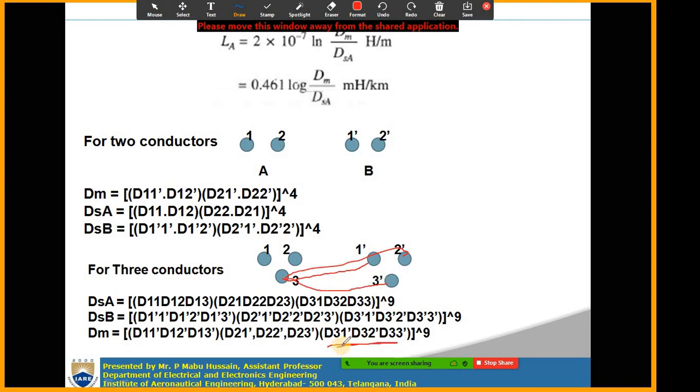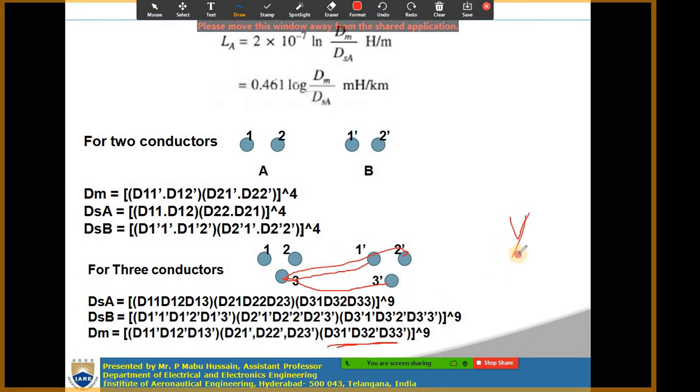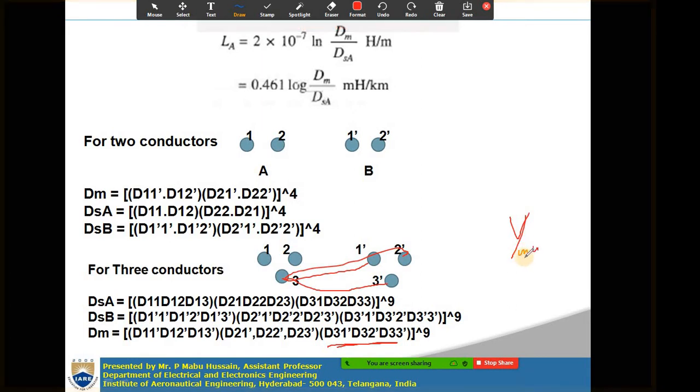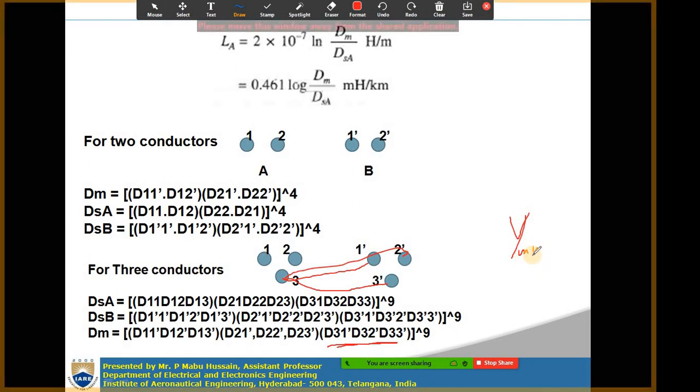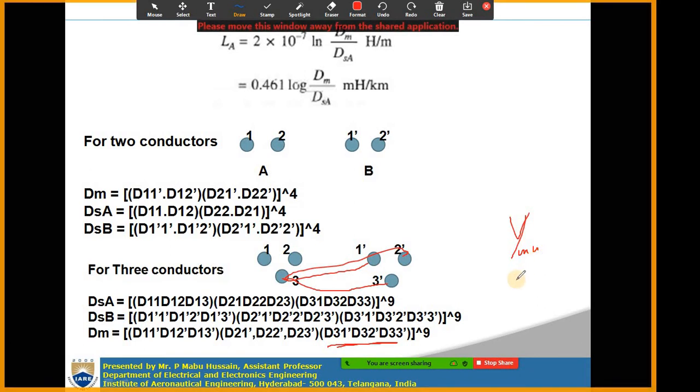So, completed for all, whole to the power of 1 by m into n. M here is the number of strands in conductor B, n is the number of strands in conductor A. In both the conductors you are having 3, so 3 into 3 is 9. So, this will be whole to the power of 1 by 9 you will get. Like this you can calculate the mutual GMD if there is a composite conductor which is having 3 strands in each phase.